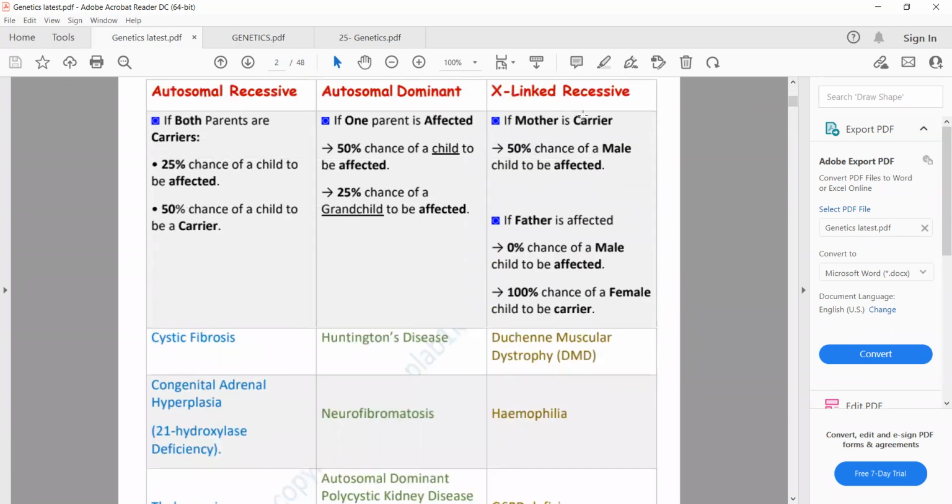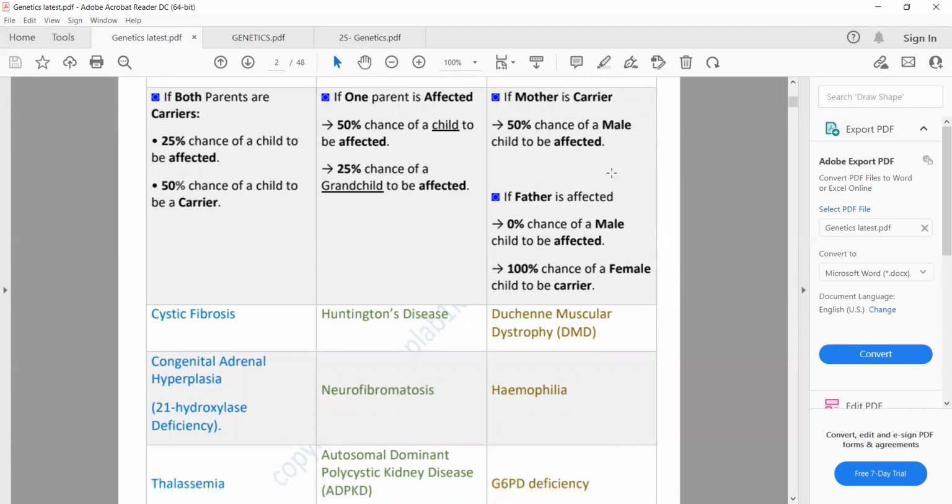Now, X-linked recessive disorders. If the mother is a carrier, means one normal X chromosome and one abnormal X chromosome. So one daughter will get this recessive gene and one son will get this recessive gene. Out of two sons, one will get the normal gene. So 50% chance of a male child to be unaffected and 50% chance of a male child to be affected, because one son will get the normal gene and one will get the abnormal gene.